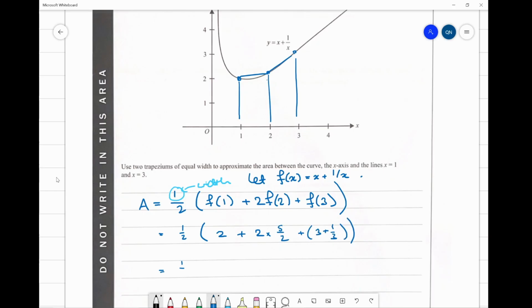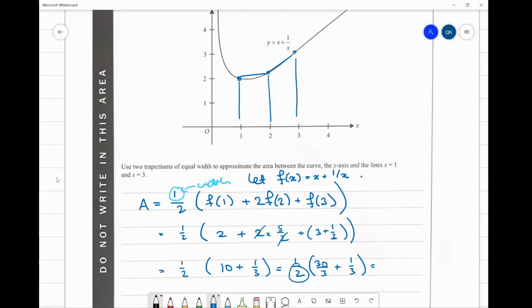So this is 1/2. We have 2's are going to cancel, leaving us with 2 plus 5 plus 3 plus 1/3. What's 2 plus 5 plus 3? It's 10, I think. Yeah, 10. And then we have plus 1/3. And this is going to give us 1/2. And then what's 10 as a fraction? It's 30 over 3, which is 10. And then plus 1/3. And this is equal to 31 over 3.